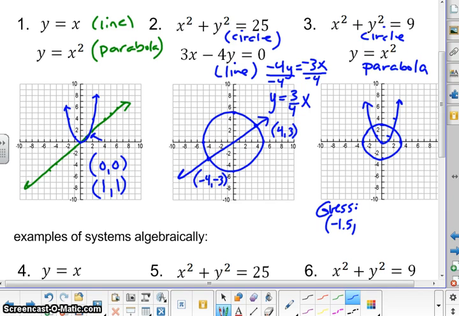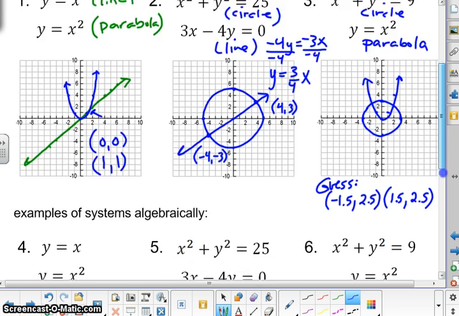And then it looks like it's up 2.5. And it should be symmetrical. My picture's not that great. So if it's symmetrical, then the other side would be at 1.5, 2.5. So we're going to go with that, and then I'll show you a little bit of the algebra that's behind it.